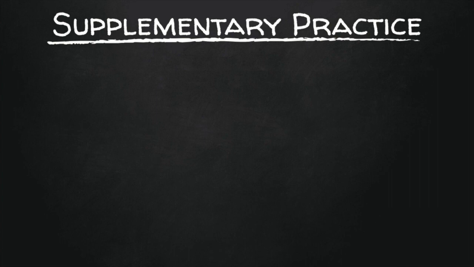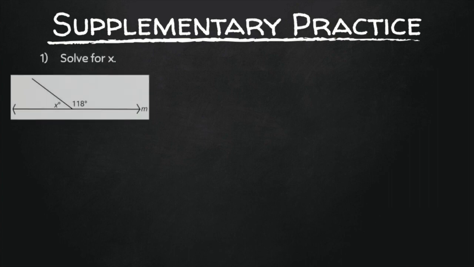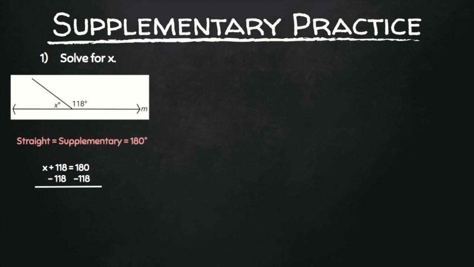So problem solving with supplementary angles, what might a problem look like? In number 1, it asks me to solve for x. So I see that there's a straight line. I know they are supplementary, and they must add up to 180 degrees. To write my equation, I know that the measure of angle x and 118 degrees must add up and equal 180 degrees. To solve this equation, I will subtract 118 from both sides, and my solution is x equals 62 degrees. To check my solution, 62 plus 118 equals 180 degrees.